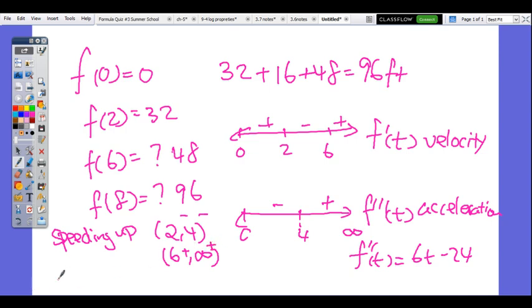So now, when is the particle slowing down? If the particle is slowing down, that means they do have different signs, from 0 to 2 seconds, because this one is positive, but this one here is negative. And what else? Anything from 4 to 6. Again, at 4 the acceleration is positive, and anything in between 4 and 6 is negative. So from 4 to 6, that's when the particle is slowing down.